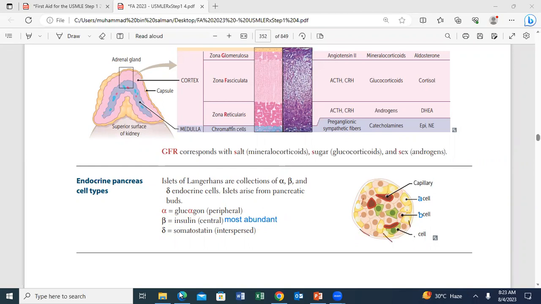Now, the alpha cells, which produce glucagon, are at the periphery. You can see these yellow cells at the periphery, right? And the beta cells are in the central location. You can see most of the center is occupied by the beta cells, and these delta cells are interspersed between them.